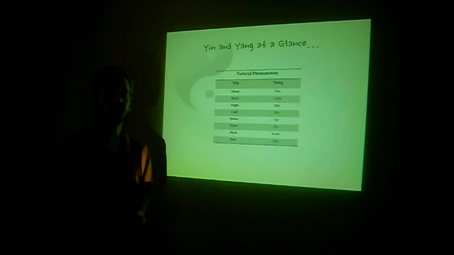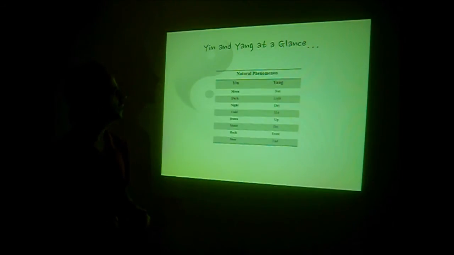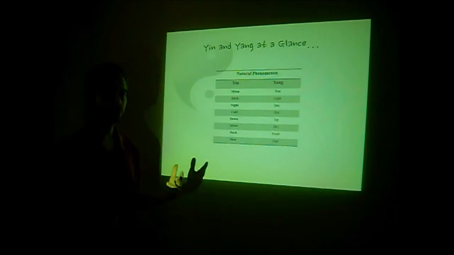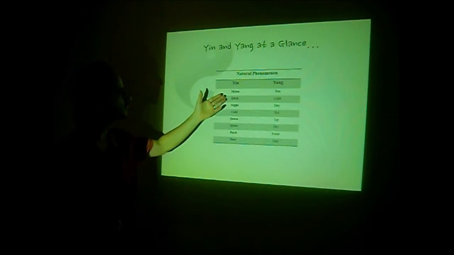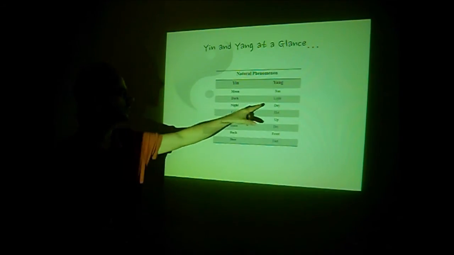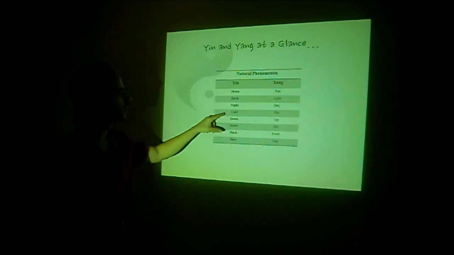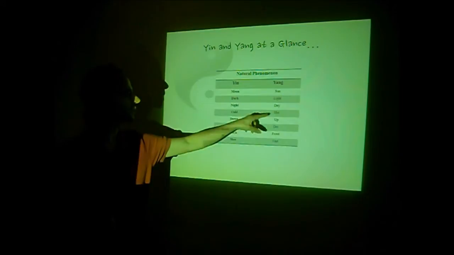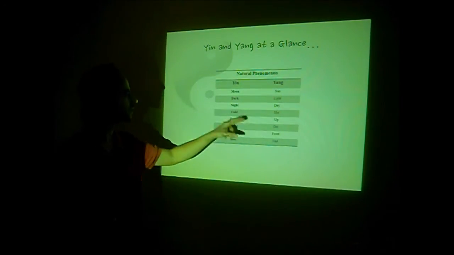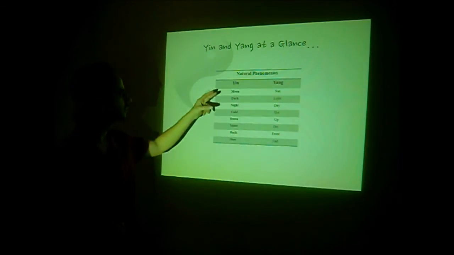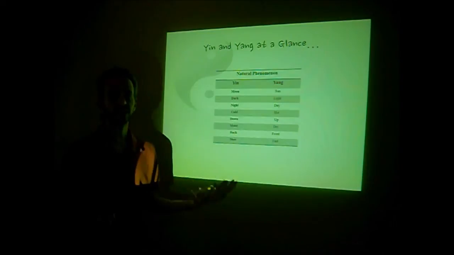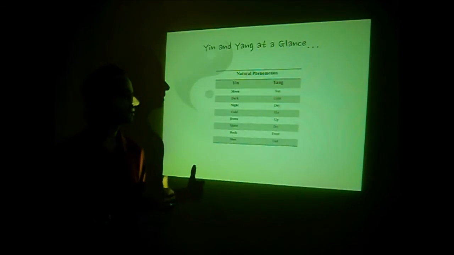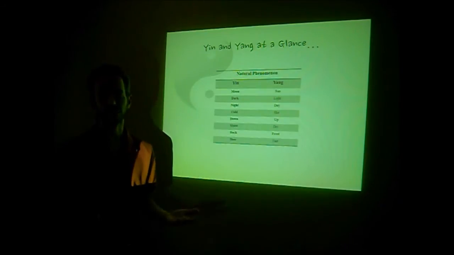So here's a review of Yin and Yang. Yin and Yang are opposites. In their pure form, these are some of the things that they can represent. So Yin, moon; Yang, sun; Yin, dark; Yang, light; Yin, night; Yang, day; Yin, cold; Yang, hot; Yin, down; Yang, up; Yin, moist; Yang, dry; Yin, back; Yang, front; Yin, slow; Yang, fast. Now obviously we can add more to this list, since Yin and Yang represent pretty much everything in existence, in the universe.